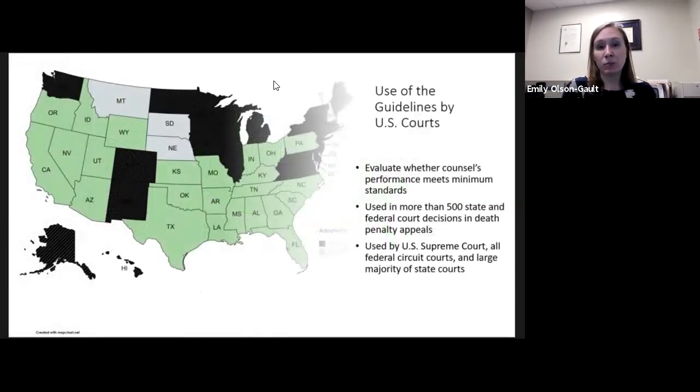One of the things that my project does is track use of these guidelines in the courts. And as of right now, we have more than 500 state and federal court opinions in death penalty appeals that have used these guidelines since 2003. So that's a remarkable number of cases that have benefited from the guidelines and their use as a benchmark for capital defense performance.